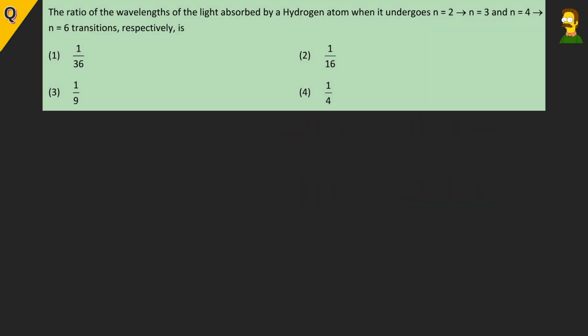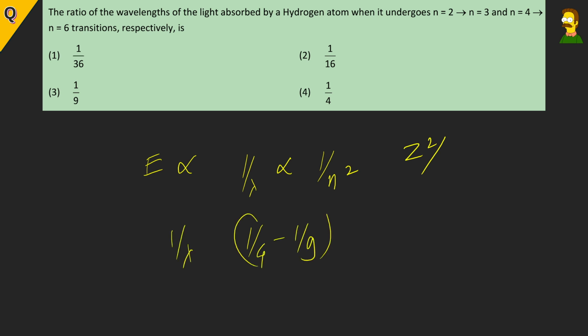The ratio of wavelength of light absorbed by a hydrogen atom when it undergoes n equal to 2 to n equal to 3 and n equal to 4 to n equal to 6 transition respectively is what? Now, what do you do here? Well, you know that 1 by lambda is going to be proportional to 1 by n square, because energy is proportional to this. Sure, it is Z square by n square, but we can ditch the Z. So if it's going from 2 to 3, it's going to be 1 by 4 minus 1 by 9. That's 1 by lambda 1.